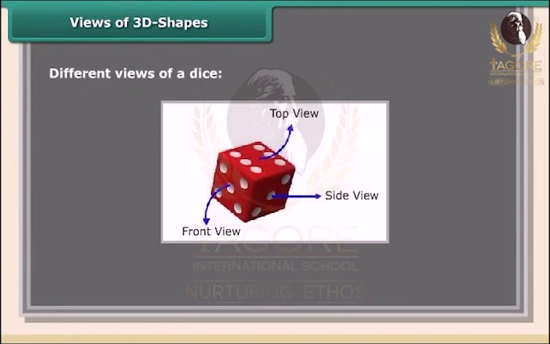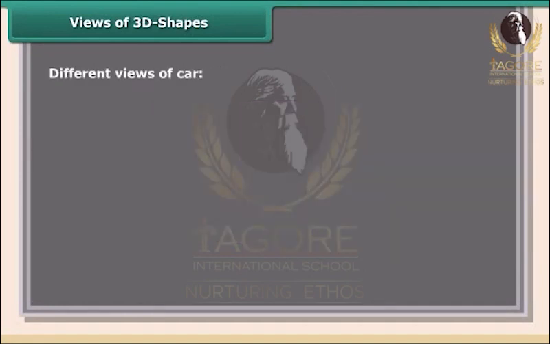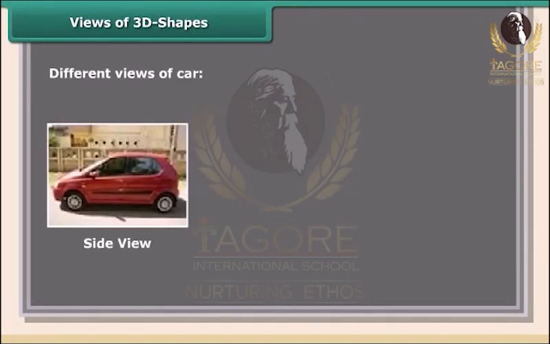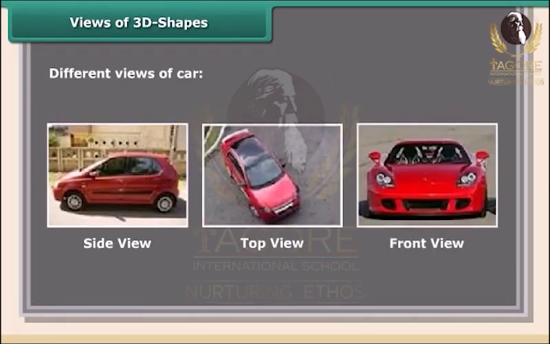Different views of a dice. Side view, top view, front view. Different views of a car. Side view, top view, front view.